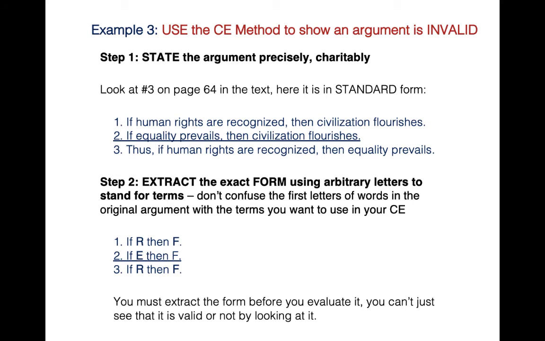State the argument. Look at number 3 on page 64 in the text. Here it is in standard form. If human rights are recognized, then civilization flourishes. If equality prevails, then civilization flourishes. Thus, if human rights are recognized, then equality prevails. Now, as I look at this, I can't tell whether it's valid or invalid. No, really.